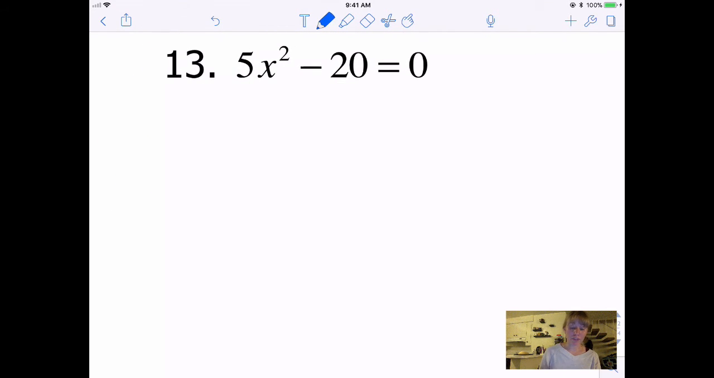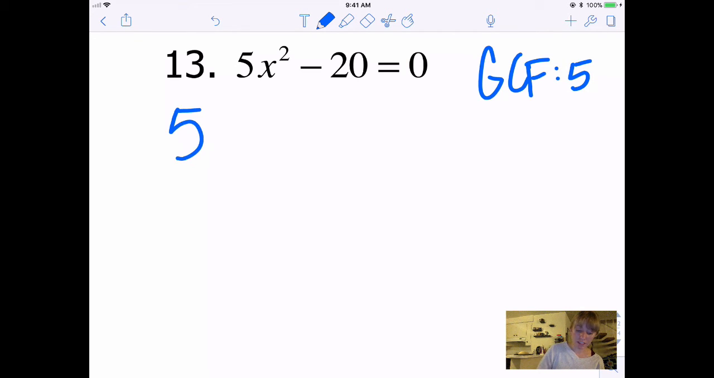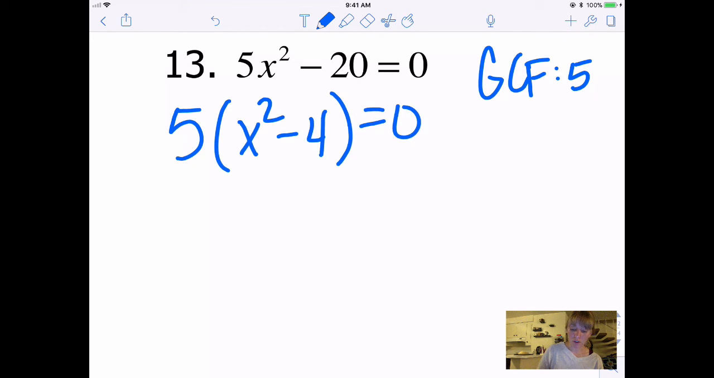The last one is number 13. Again, it looks almost like a difference of 2 squares, but not quite yet. I do notice that I have a GCF. GCF here is 5. So I put the 5 on the outside, and I get x squared minus 4 equals 0. Hopefully this one is easier to see that it's a difference of squares.